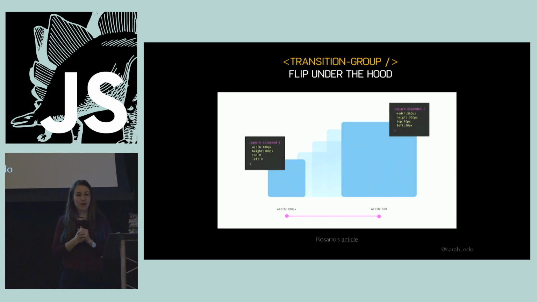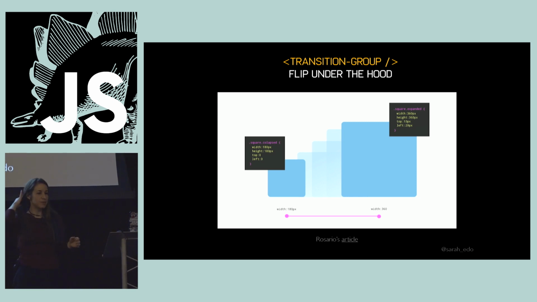Transition group component applies FLIP under the hood. So Vue already gives you this transition group component. You can just wrap anything around it, and then it will apply these FLIP animations. Does anybody know what FLIP means? Get like one or two people, that's OK.